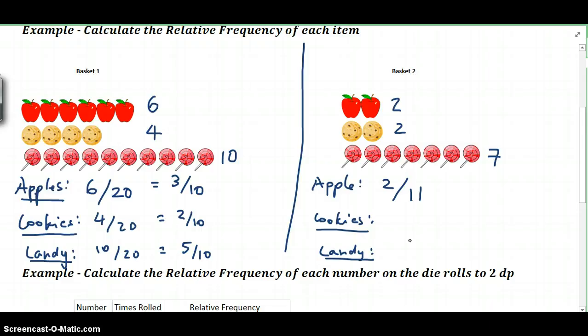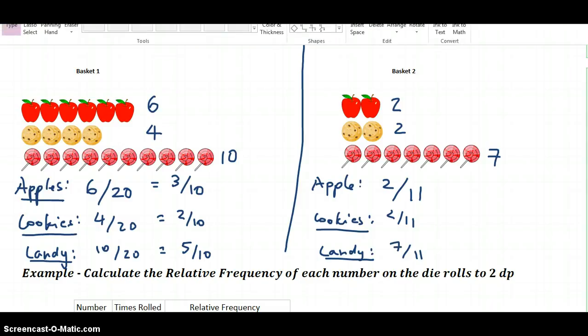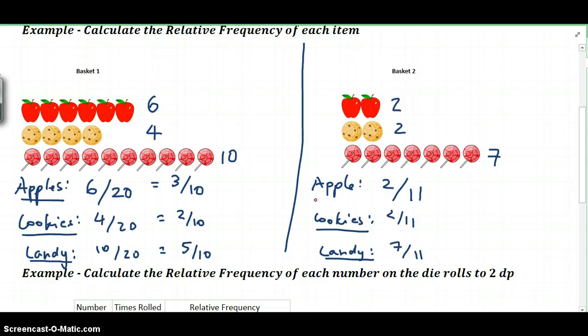halve 20. Now if we look at cookies, we see that happen 2 out of 11 times, and for candy we see it happen 7 out of 11 times. So my question to you at the very start was, which particular basket do you think has the higher relative frequency for candy?